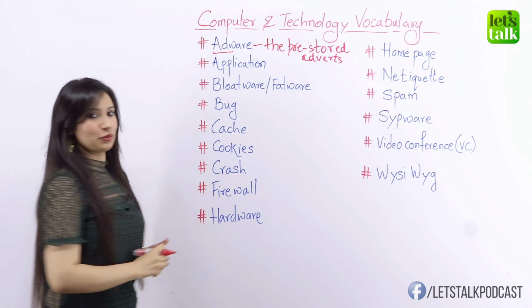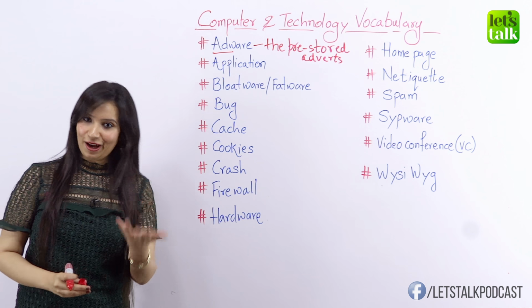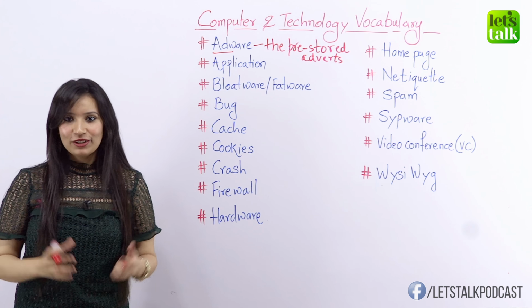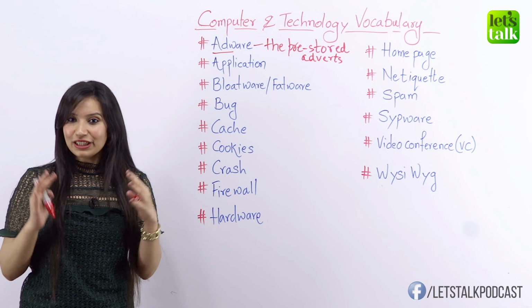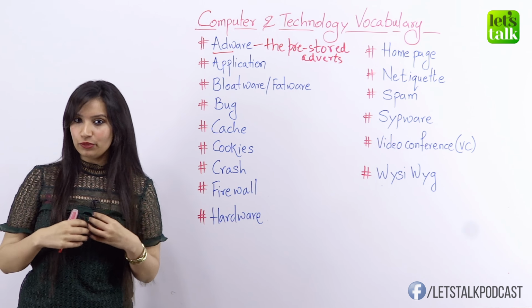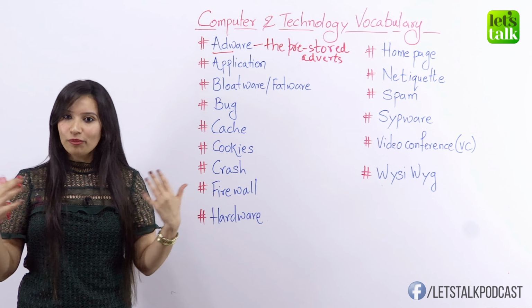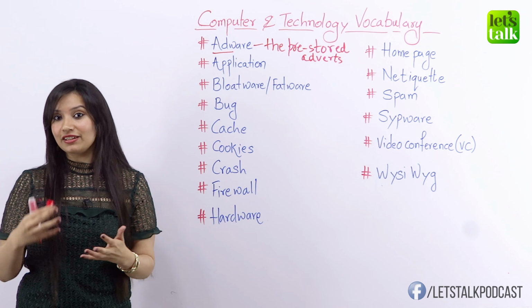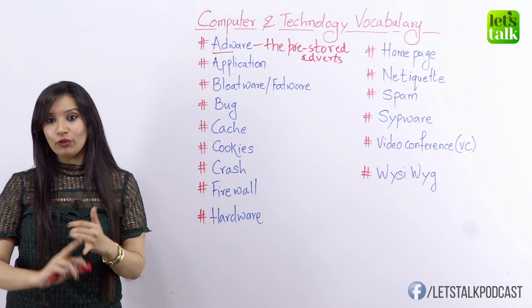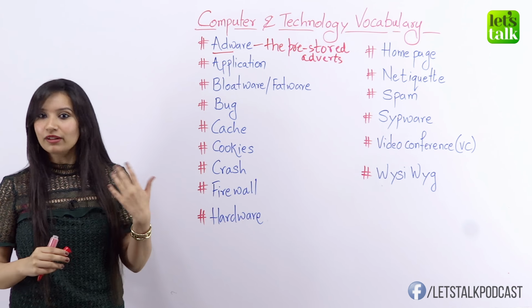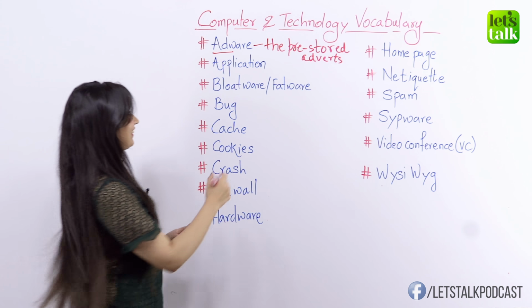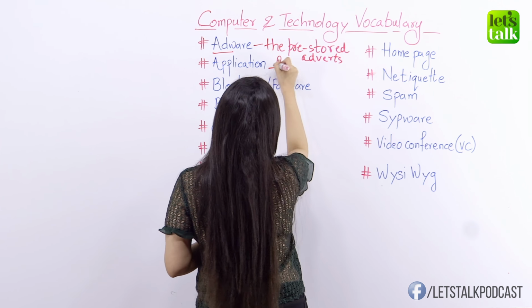Let's look at the next word, application or apps, which you've already heard. These are softwares which are designed for a singular use or individual use by a person. It is a common platform, but you can download it exclusively on your phone or on your computer. For example, a Facebook app or a Gmail app on your phone, for individual use.